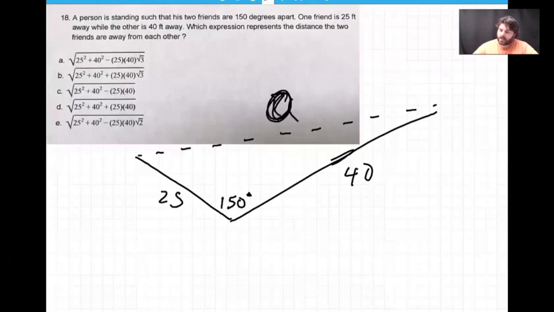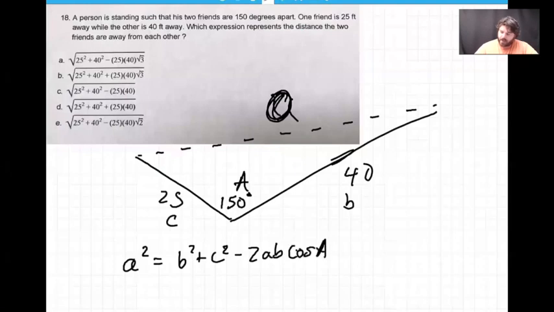This is angle A, this is B, and this is C. We're dealing with definitely a law of cosines. So remember, law of cosines says that A squared is B squared plus C squared minus 2 times AB cosine of the angle A. And then, of course, when we square root both sides, we get that A is just equal to the root of B squared plus C squared minus 2AB.